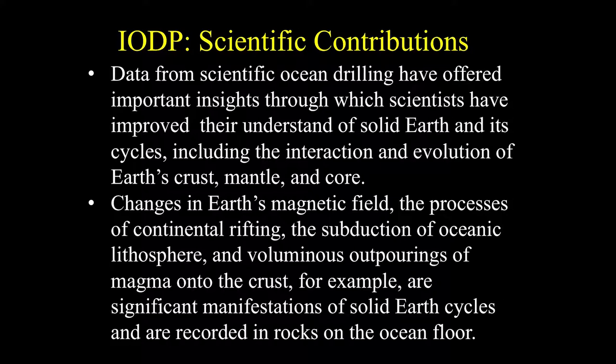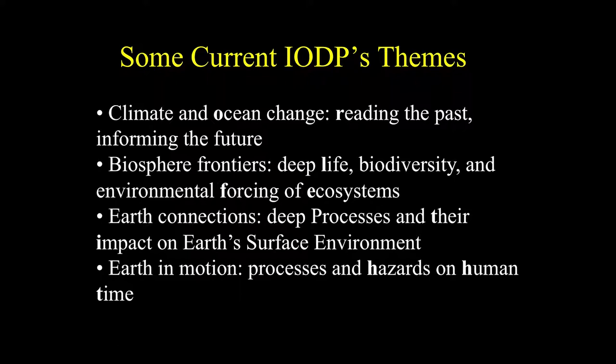Climate and ocean change, reading the past and informing the future, is the first of the current IODP themes. Continuing on, we have the biosphere frontiers, including deep life, biodiversity, and environmental forcing of ecosystems. The next theme is Earth connections, including deep processes and their impact on Earth's surface environment. The last theme is Earth in motion, including the processes and hazards on human time.